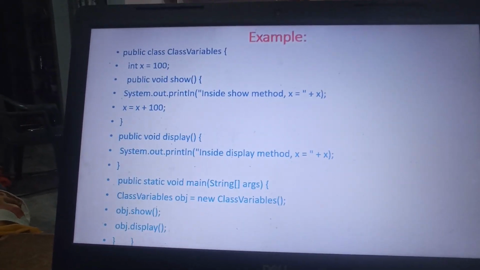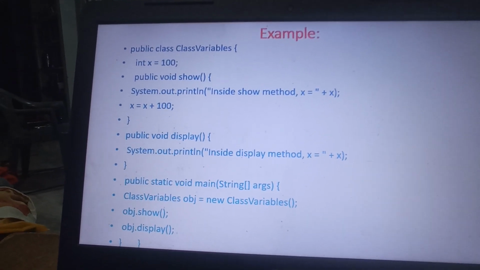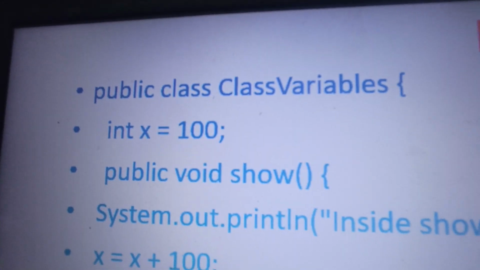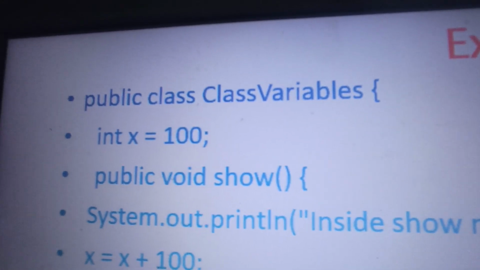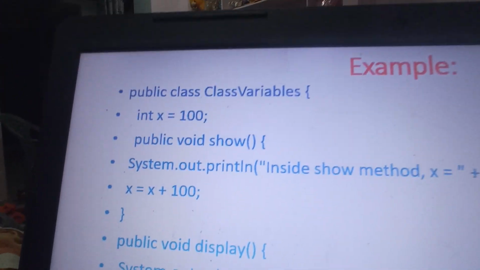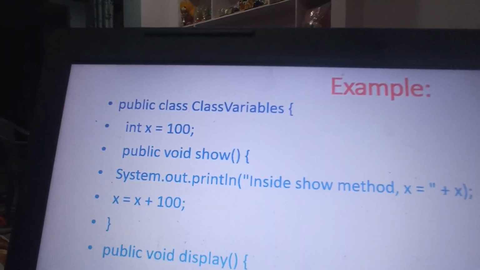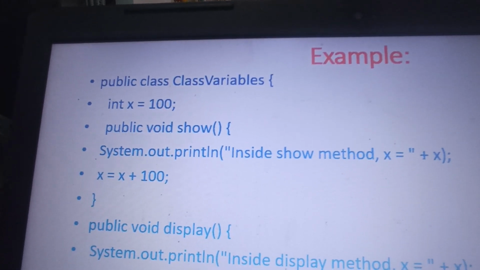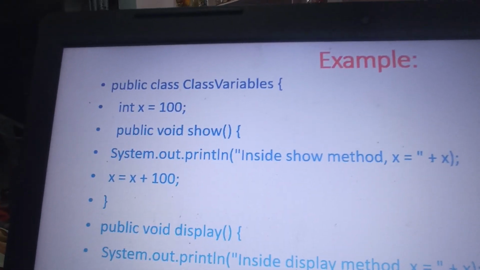Then coming to the examples, please observe here. Here I am declaring int x equal to 100. This int x equal to 100 is declared inside the class and outside the methods or functions. So this is called an instance variable. We are not using any keyword like instance or global. It is simply declared inside the class and outside the methods.